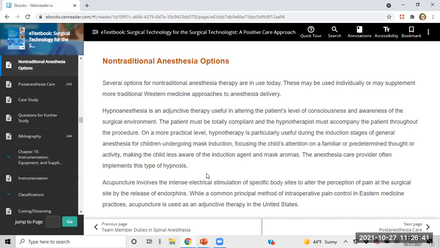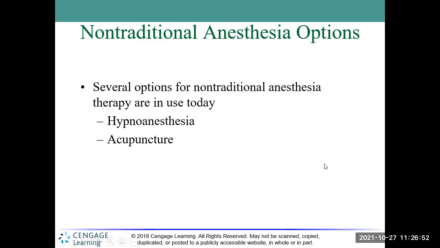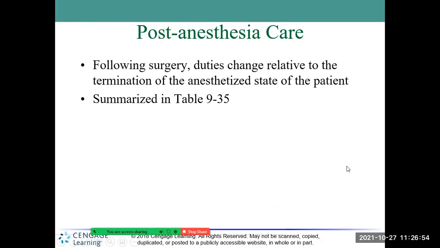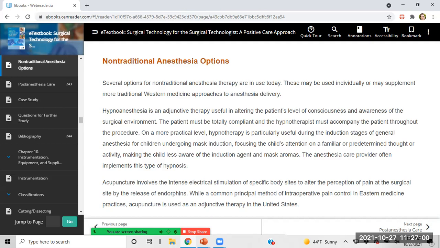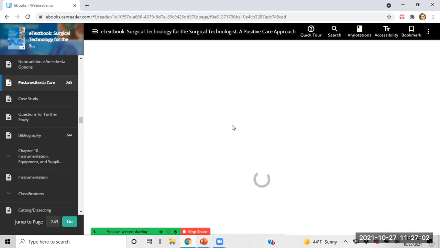Now, acupuncture also has been found to really help reduce the intensity of the pain perception. And so that's a really up and coming thing that's allowing less medications to be used. Now, following the surgery, we've got post-anesthetic care, of course.